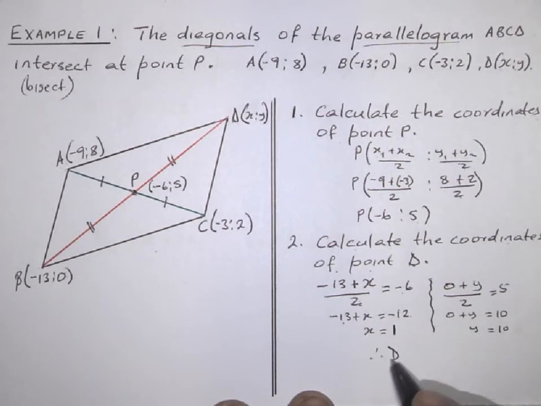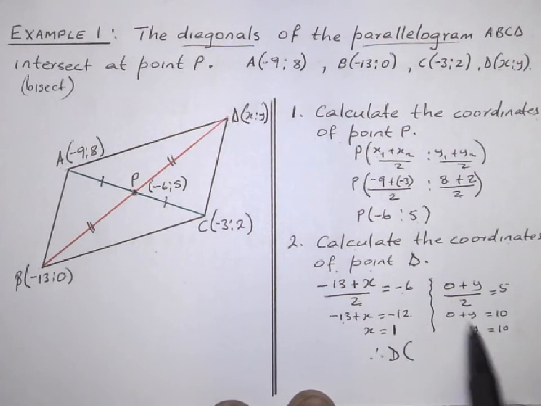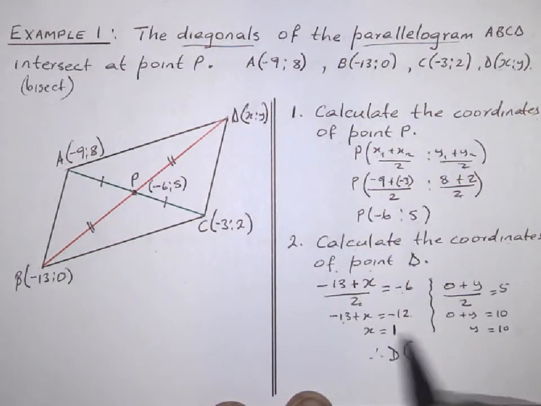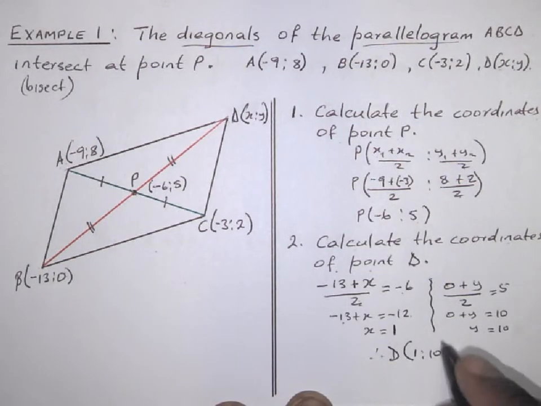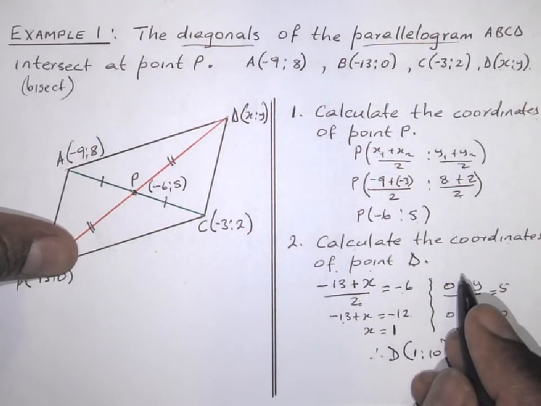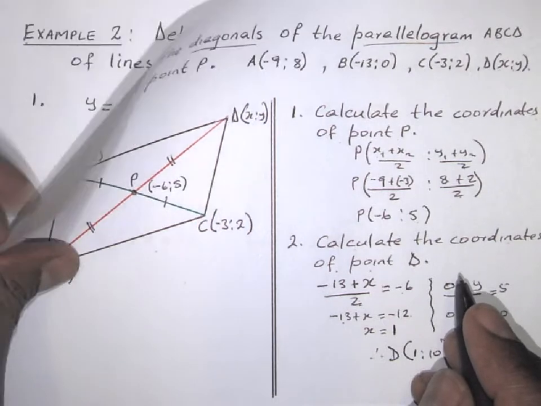Therefore, the coordinates of D, because it was x and y, will be (1, 10). Done. Let's look at another question that can be asked.